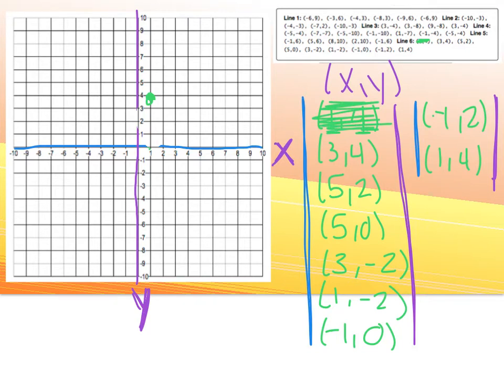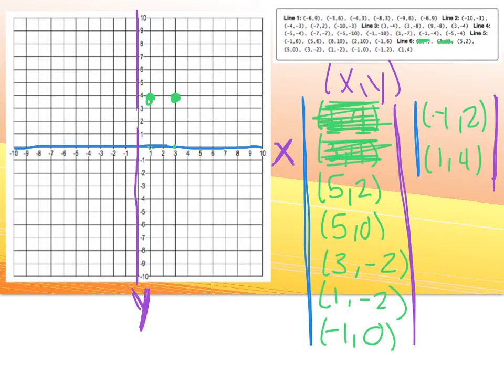Our next point is 3, 4. X is 3. So I'm going to go over to 3 on my x-axis, which is right here. And I'm going to go up 4 because my y is 4. That point is right there. So I'm going to go ahead and cross 3, 4 off because we just plotted it. I'm going to cross 3, 4 off here.